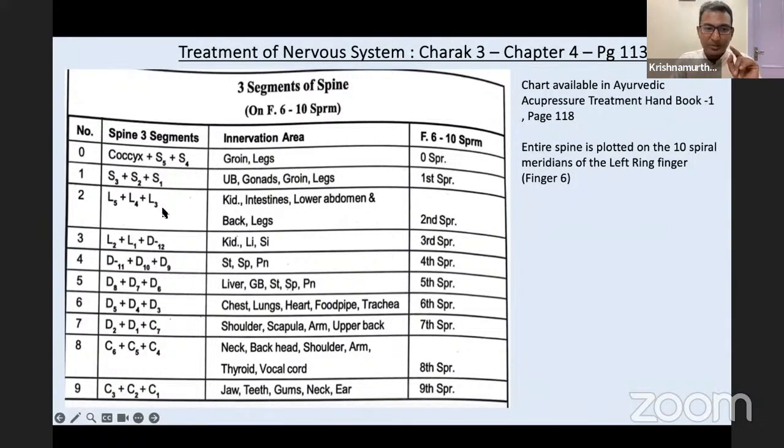If there is a problem in the lumbar, you just have to treat second spiral and third spiral. If the problem is in the sacrum, you just have to treat 0 spiral and first spiral. And if there is a problem in the cervical, 9 spiral and 8 spiral. Fantastic results you will get. For this, you should know how to use spiral meridian, on one joint, 3 joints, multiple joints. All of these places you can use.